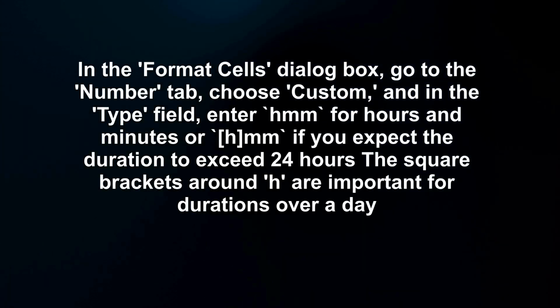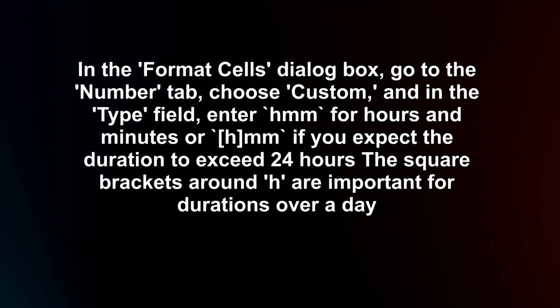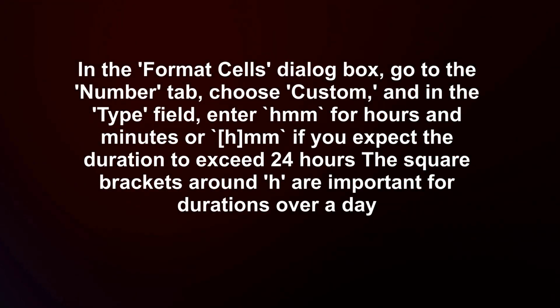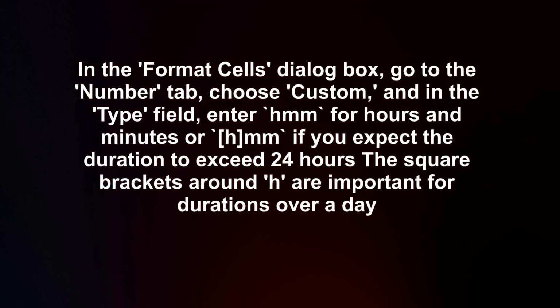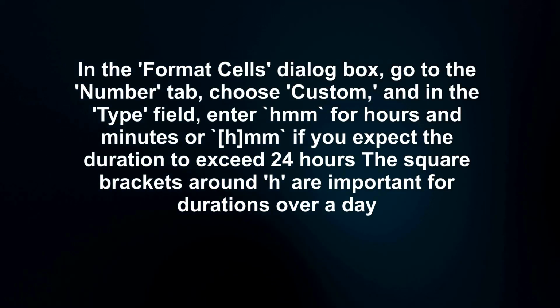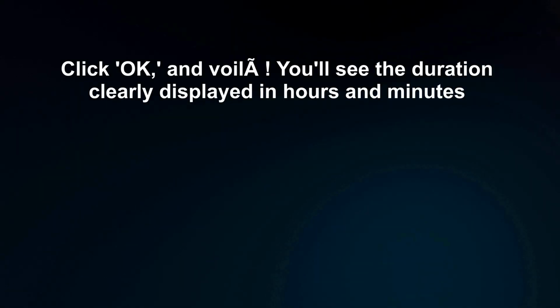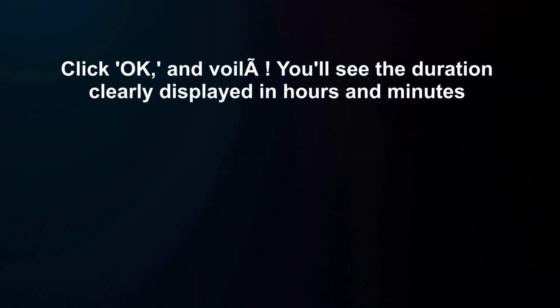In the Format Cells dialog box, go to the Number tab, choose Custom, and in the Type field, enter h:mm for hours and minutes, or [h]:mm if you expect the duration to exceed 24 hours. The square brackets around h are important for durations over a day. Click OK, and voila, you'll see the duration clearly displayed in hours and minutes.